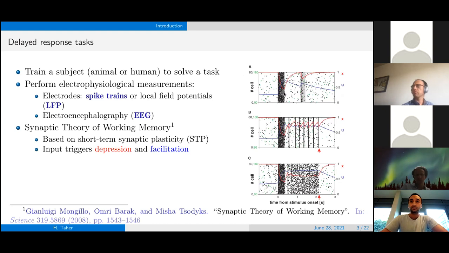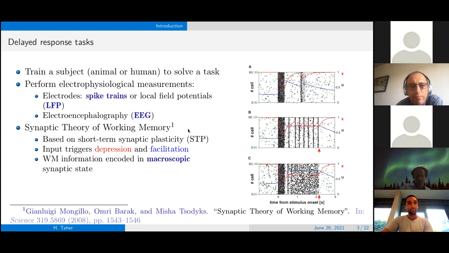And the idea is that the presentation of some working memory information, like here, triggers depression and facilitation, and that the information is maintained and stored in the state of the synapses. And in this model, the working memory information is encoded in a macroscopic state. So not in the microscopic state of the single neurons, but in the macroscopic state of a population of neurons.